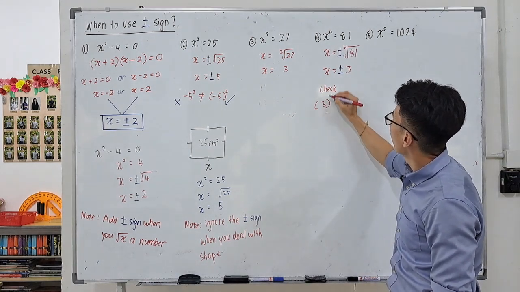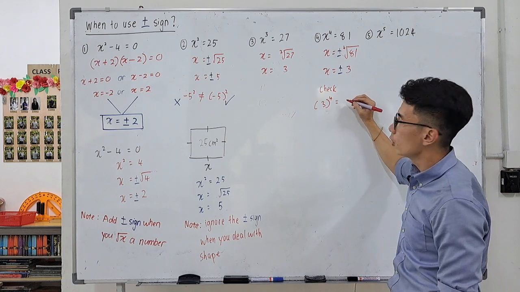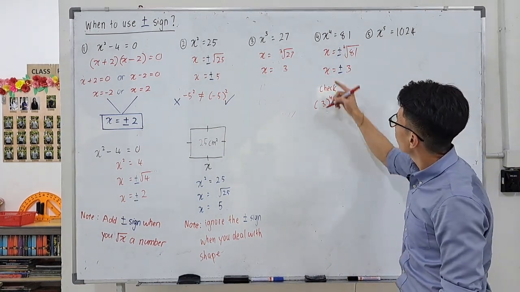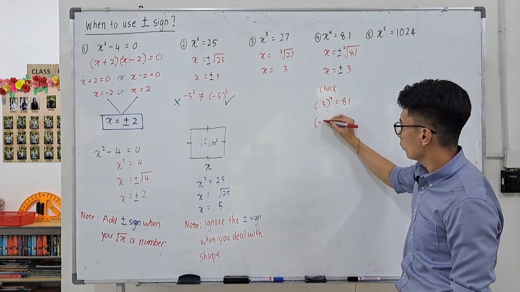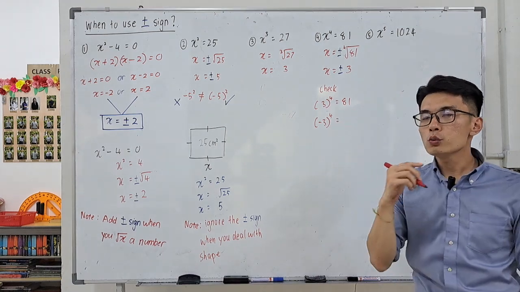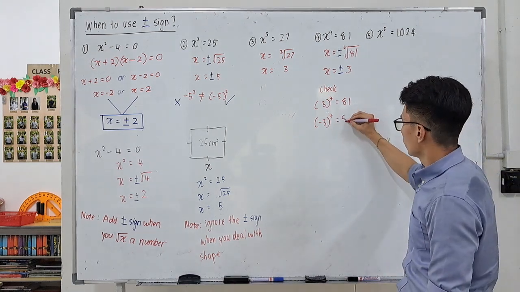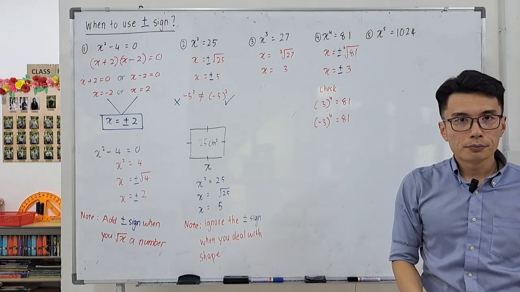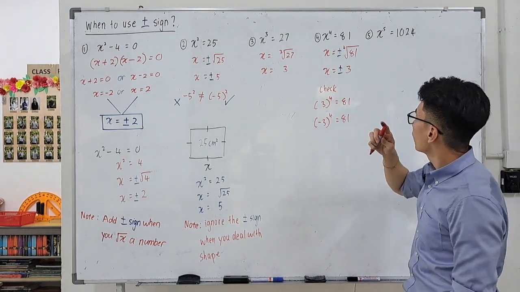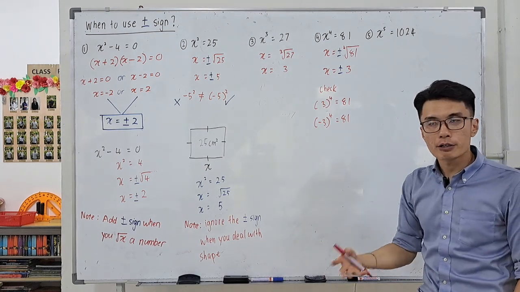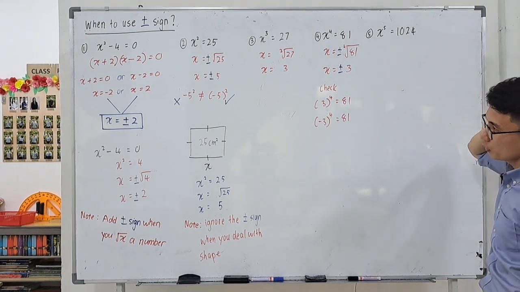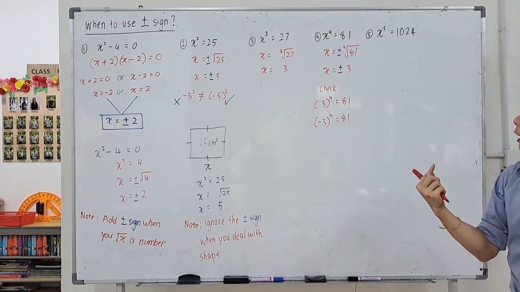If we were to check this, positive 3, I raise it to the power of 4, indeed you will get 81, alright? Now what about negative 3? You can put negative 3 in your calculator and raise it to the power of 4, and you will find out you will get 81 as well. So in this case, when I take the fourth root, the plus minus reappears.